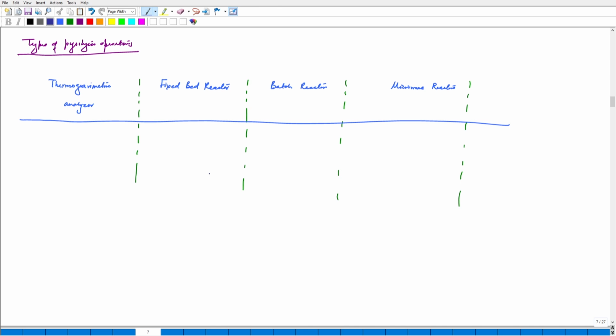We see that thermogravimetric analyzer has poor mixing. You can have good control over temperature, but you'll get poor mixing of products. Fluidized bed reactor is basically continuous operation, low operation cost, and poor temperature control.